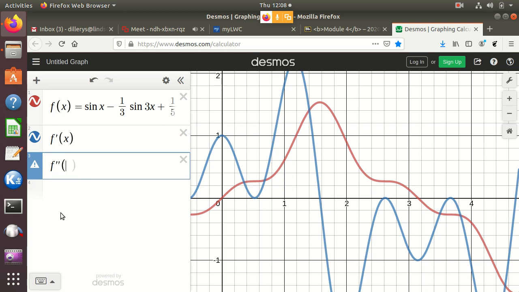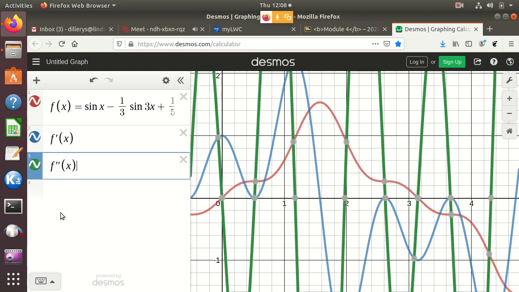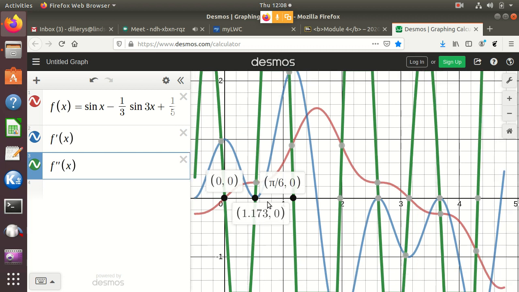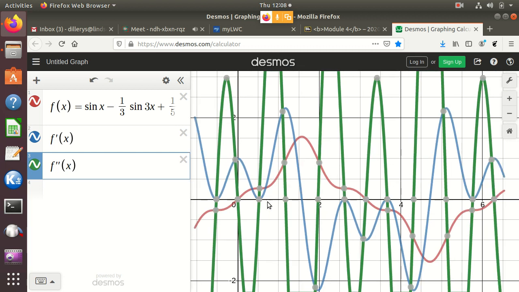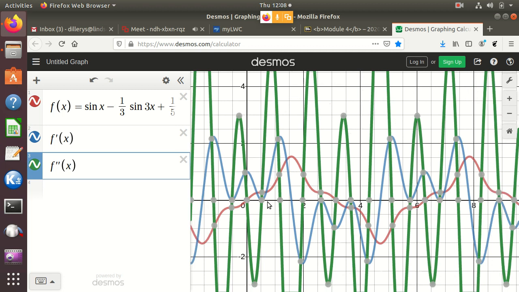and now I can look at f double prime of x, and it gets really crowded in there, but I can see that it is positive from, well, actually I can't see that. Okay, there, I'm starting to see that it's positive.